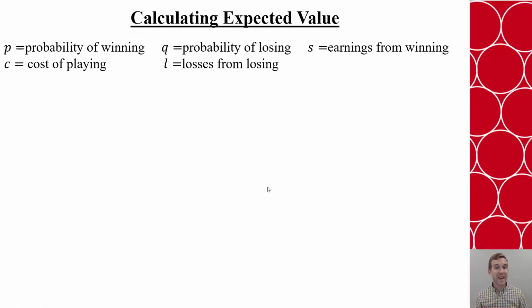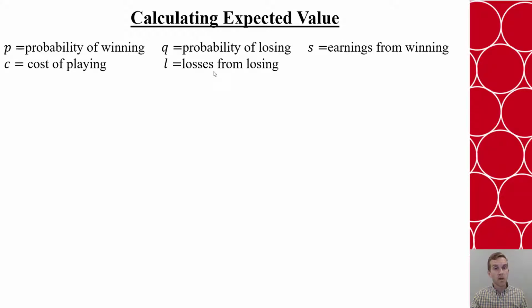Now, when we're calculating the expected value, we're going to use some shorthand to help us. If we see P, that's the probability of winning. Q is going to be the probability of losing. S will be the earnings from our winning. C will be the cost of playing, or the cost of participating. And L will be the losses from losing. And I'm going to use these letters to help us understand what's going on.